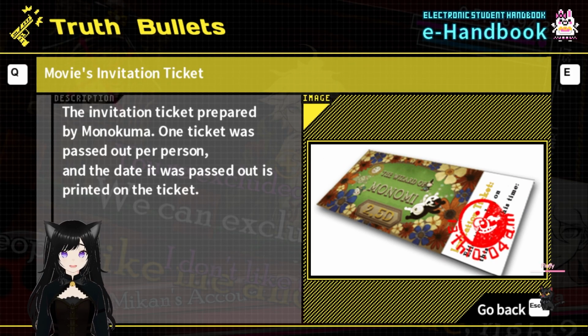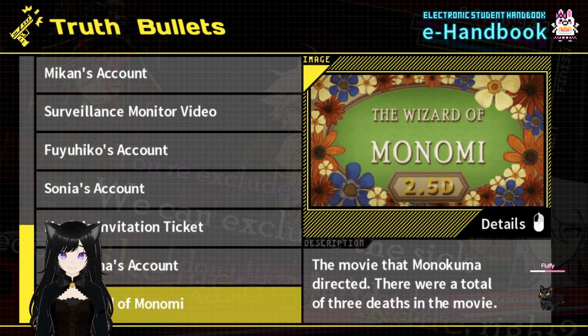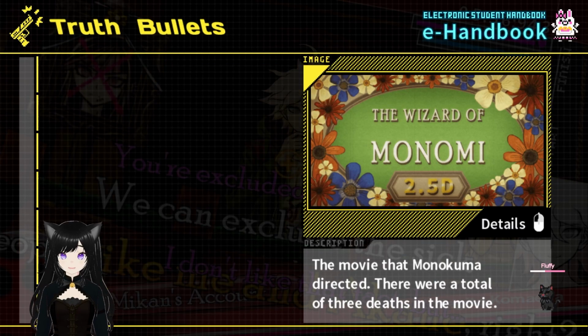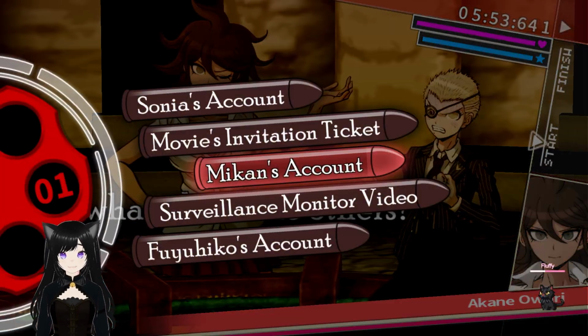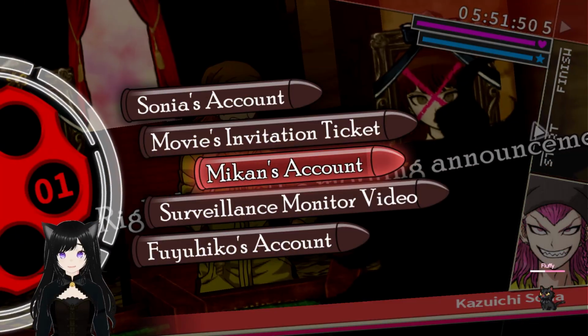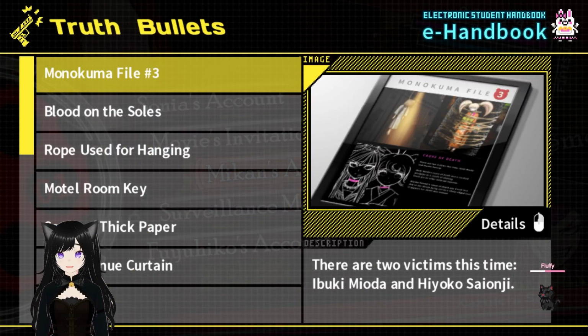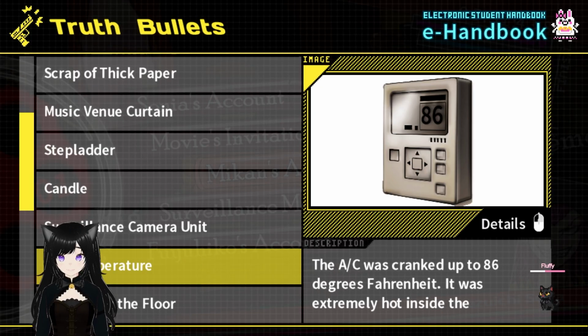The invitation ticket was prepared by Monokuma. One ticket was passed out per person, and the date it was passed out is printed on the ticket. I don't think that's going to help us again. And what was our other evidence? Surveillance, right? That's the only one? Let's look at the surveillance evidence.